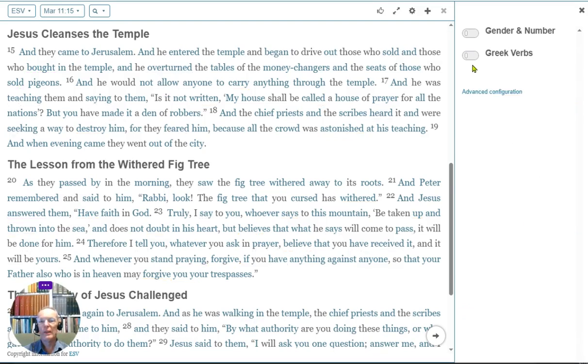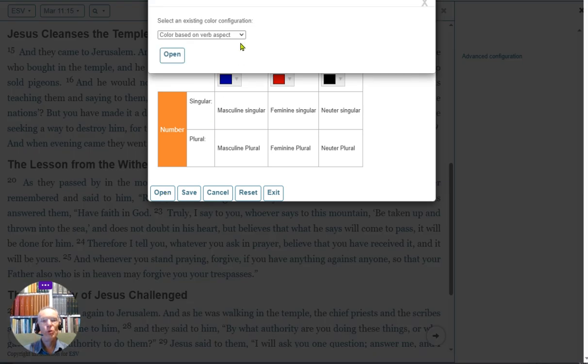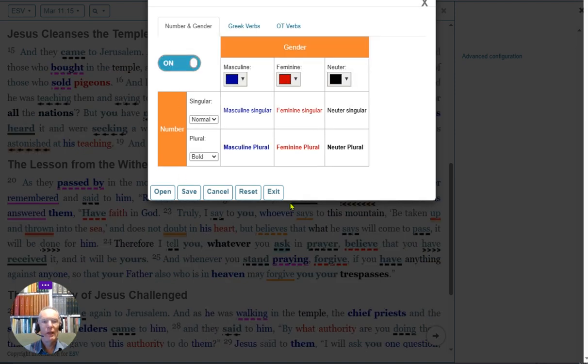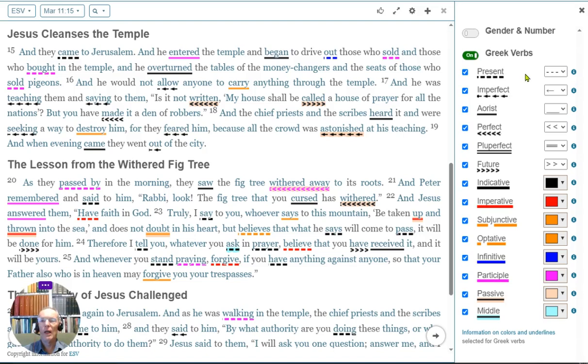If we minimize this, we can click on Advanced Configuration. Don't be frightened of the advanced, but you can choose different ways in which things are marked up. So I prefer to mark it up on verb tenses. So let's see what that looks like. And then we apply that. And now we can see, okay.